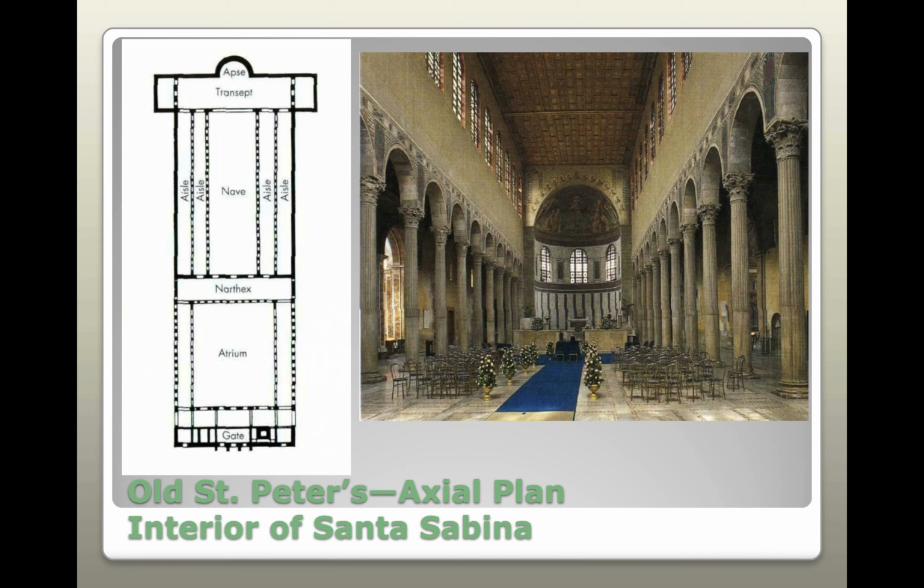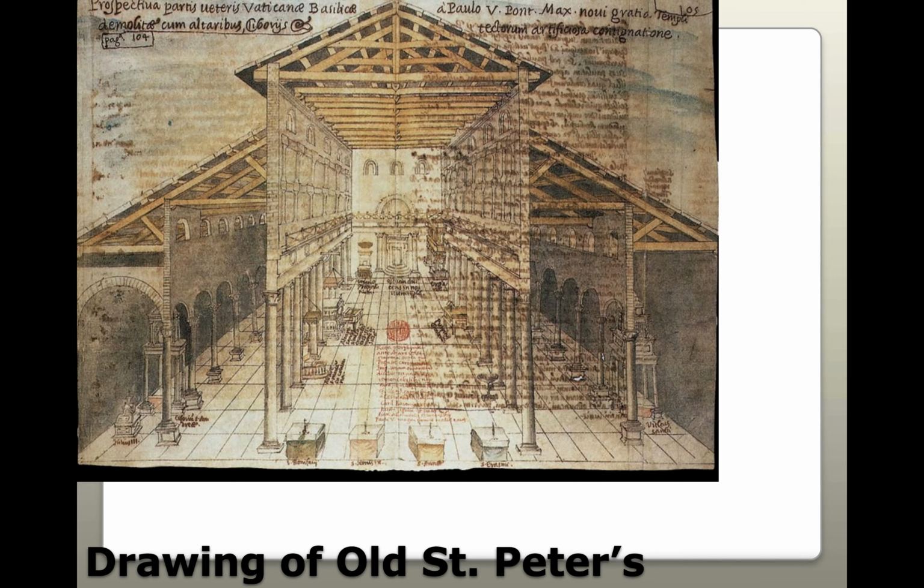So again, we have to think a little bit differently about the use of the space by early Christian churches. This is a drawing of Old St. Peter's, so we can't actually see the building because it no longer exists, but this gives you a sense of how the space would have functioned. And again, the nave would have been sacred space. The aisles would have been where the worshipers stood. And of course, it's been heavily renovated, so it looks nothing like this today. And why St. Peter's?